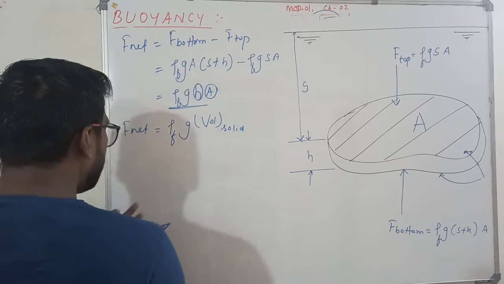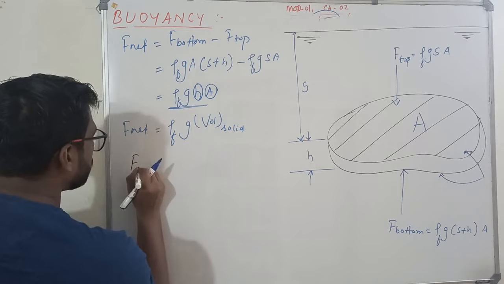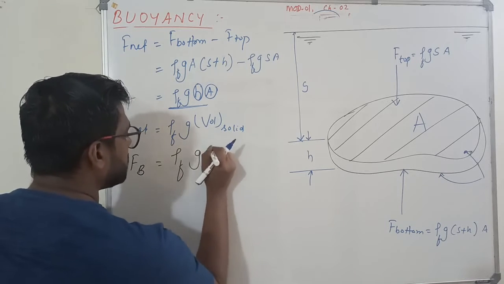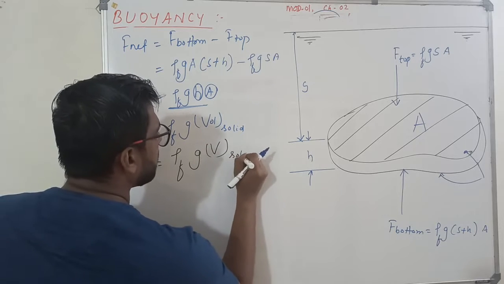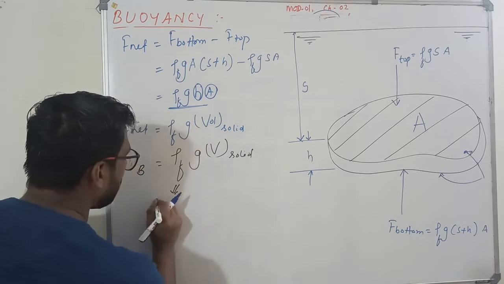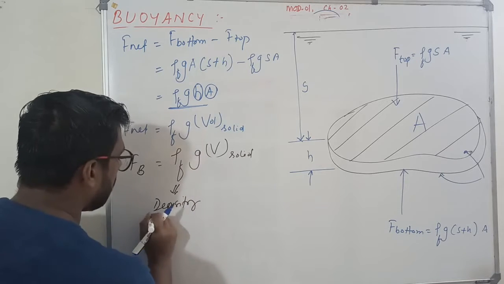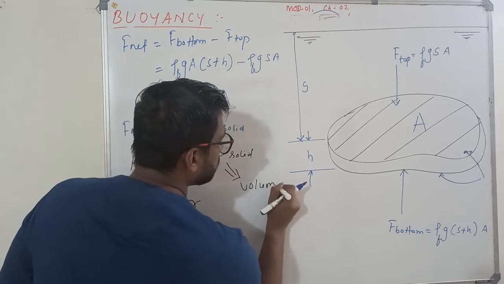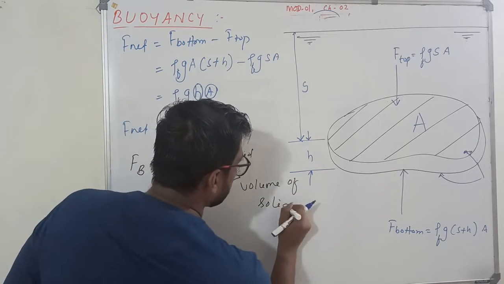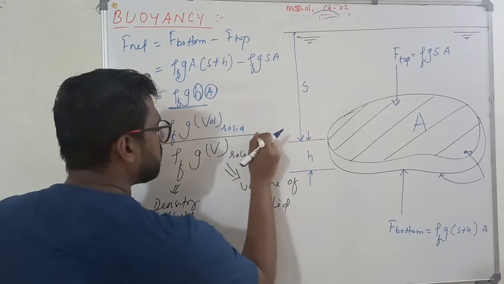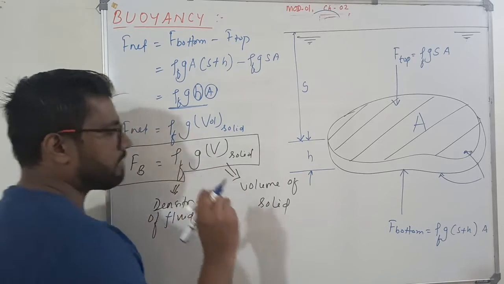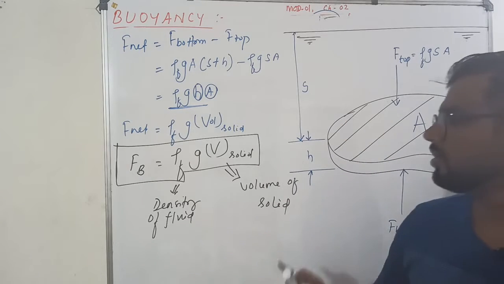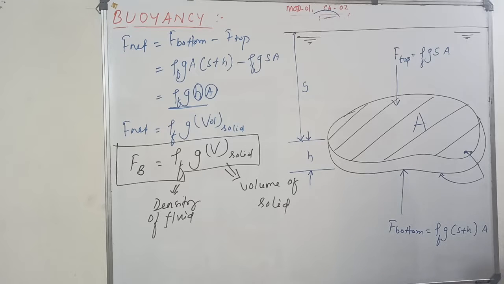This is your F net, and F net is your force of buoyancy. Force of buoyancy F B is rho F G times the volume of the solid. Do not forget, this is the density of the fluid, and this is the volume of the solid. So the buoyancy force is F B equal to rho F G V of solid. Very good.